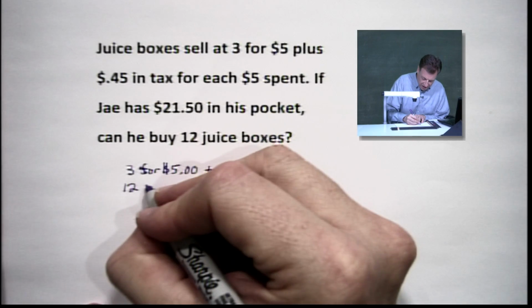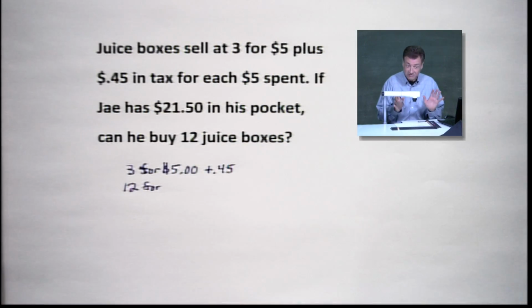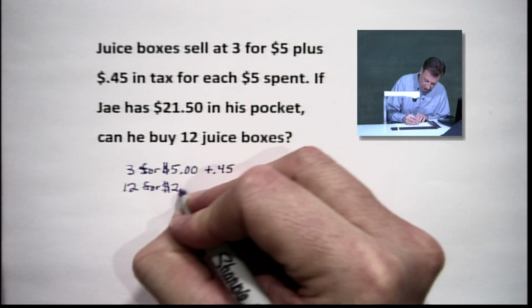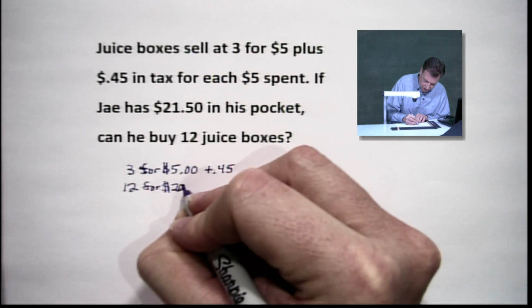So that's going to be 12, and they don't give it to you for $5, folks. No. You got to multiply that $5 by 4. So now it's going to be 12 for $20. See if I can get that in there. $20.